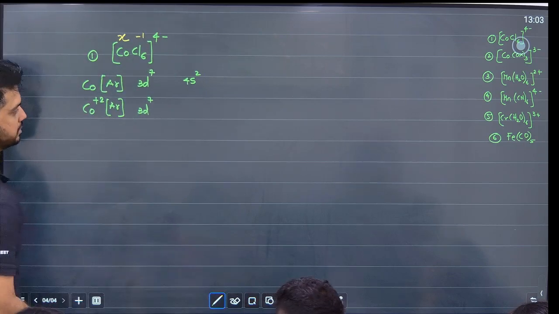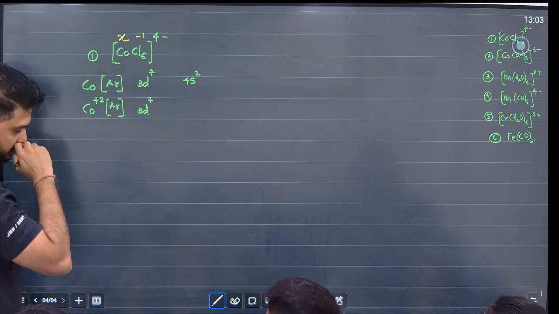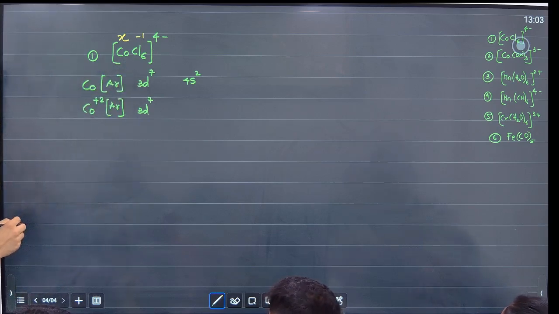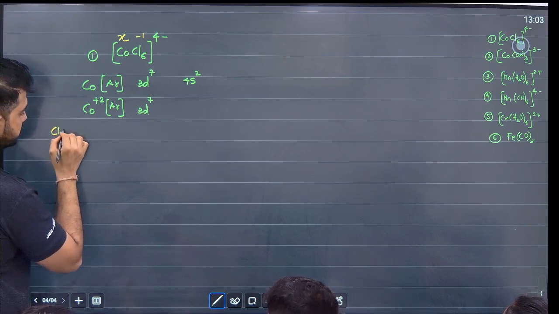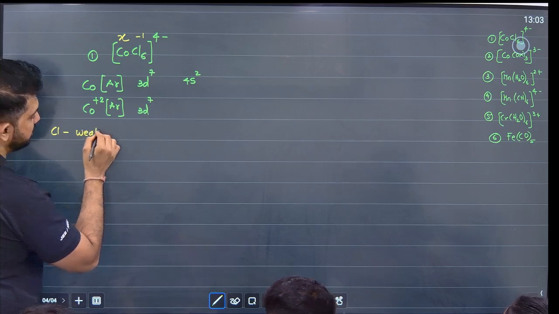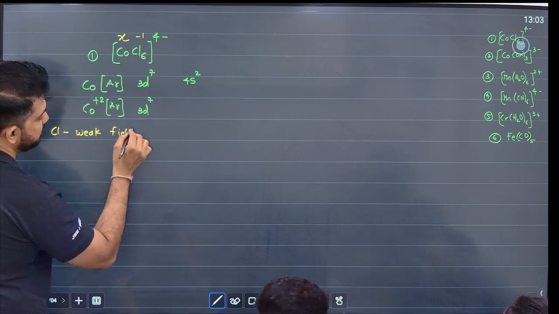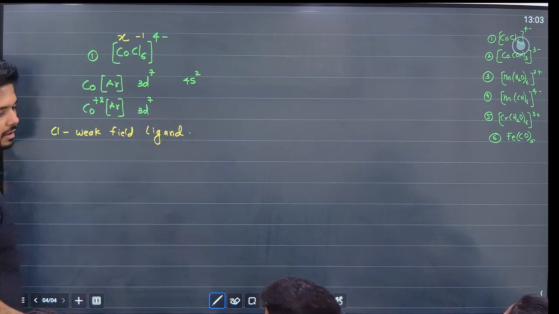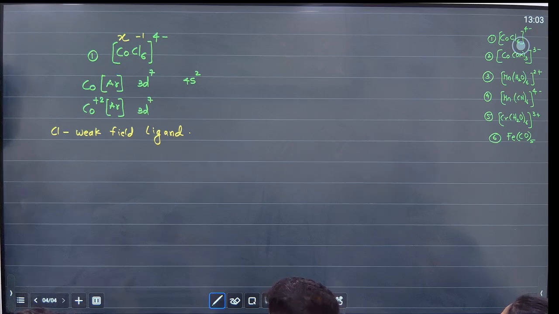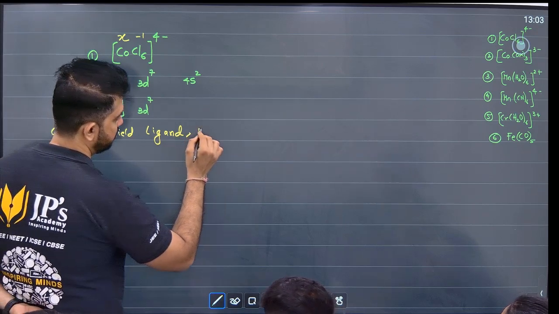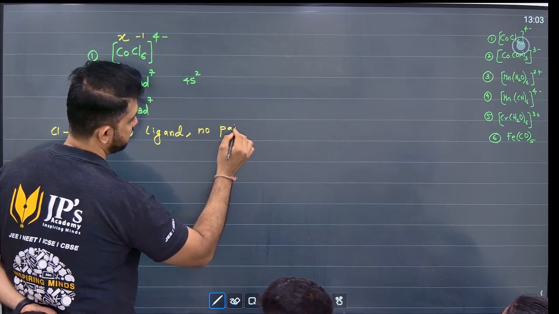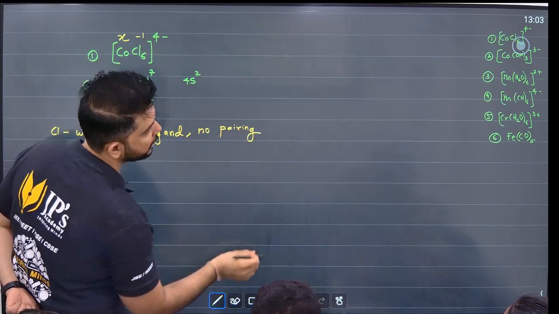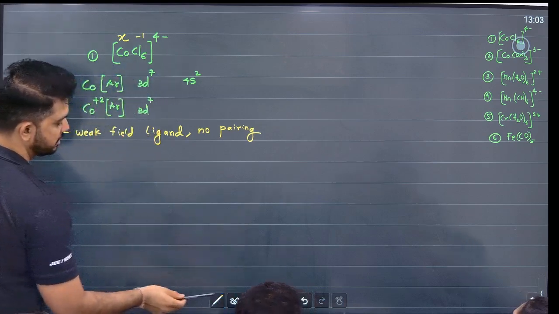Now I have a question. Is Cl a strong field ligand or a weak field ligand? Weak field. Chlorine is a weak field ligand, and in case of weak field ligands, pairing takes place or no pairing? No pairing. तो क्या आ जाता है because of no pairing?